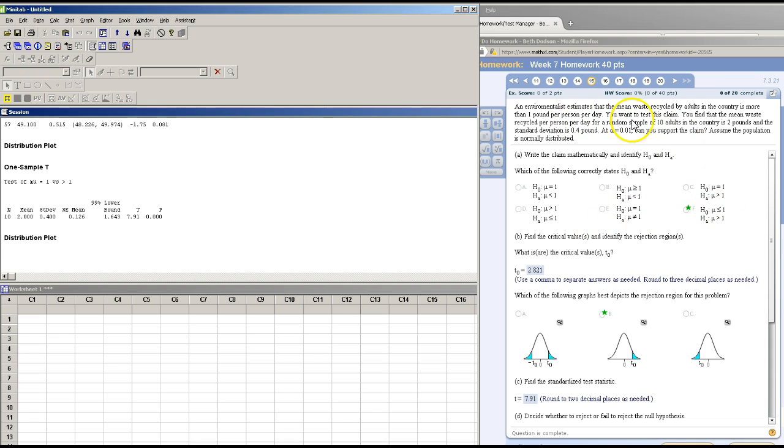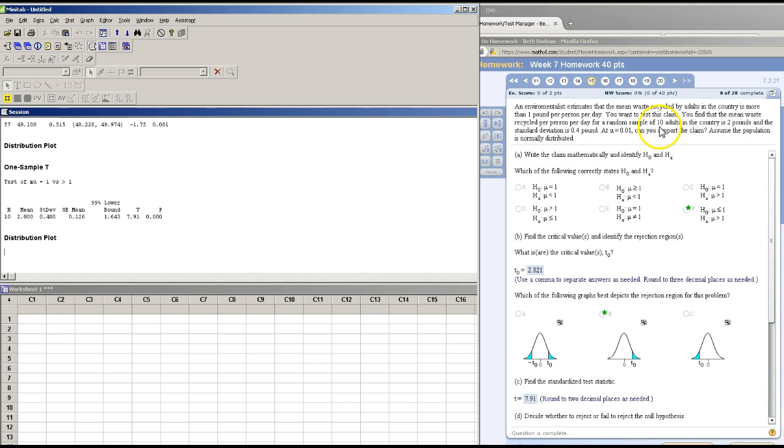In this case, you want to test this claim that the environmentalist estimates that the mean waste recycled by adults in the country is more than 1 pound per person per day. So you want to test that claim. That's the claim that the mean is more than 1 pound per person per day. So you did a sample and you found that the mean waste for a sample of 10 adults is 2 pounds and the standard deviation is 0.4 pounds. At alpha equal 0.01, you support the claim, assume the population is normally distributed.